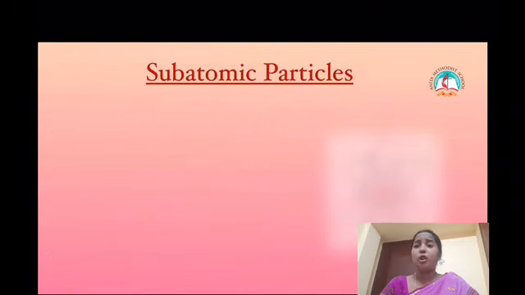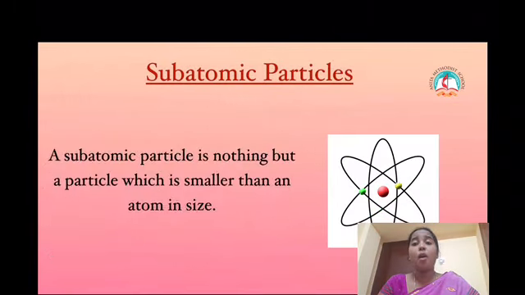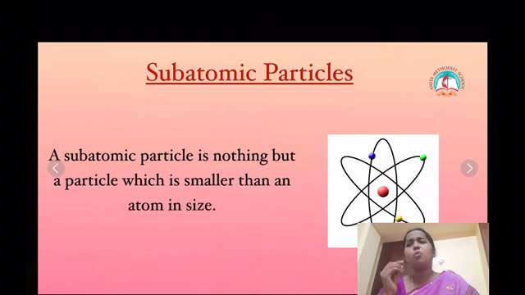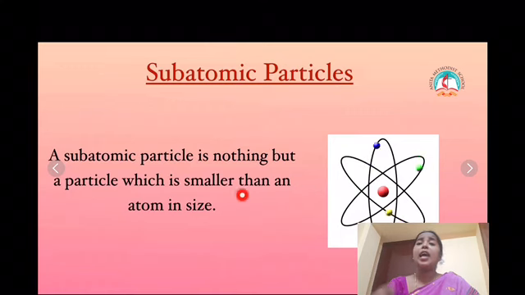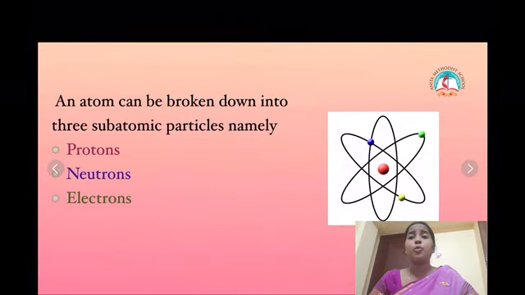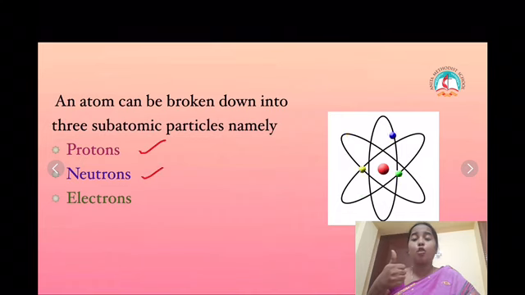Next, we are going to learn about subatomic particles. So what are subatomic particles? Subatomic particles are nothing but particles which are smaller than an atom in size. An atom can be broken down into three subatomic particles. They are proton, neutron, and electron.